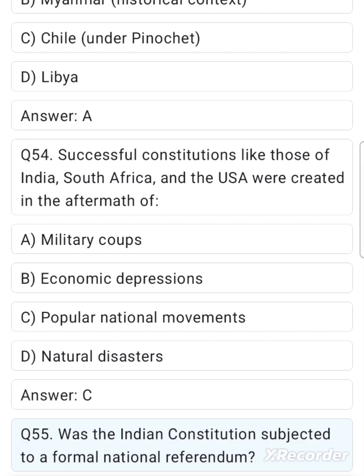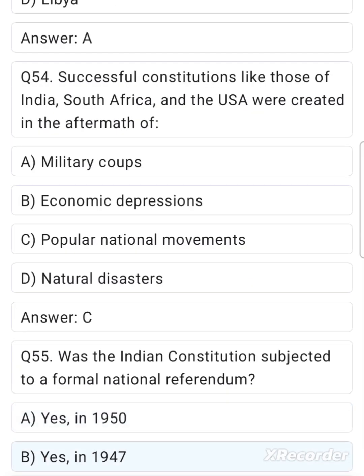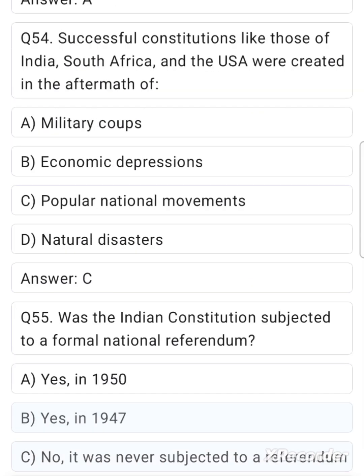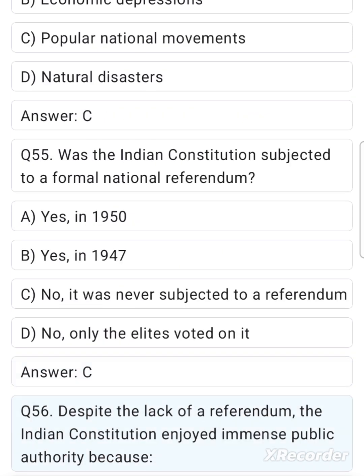Q55. Was the Indian Constitution subjected to a formal national referendum? A. Yes, in 1950. B. Yes, in 1947. C. No. It was never subjected to a referendum. D. No. Only the elites voted on it. Answer: C.